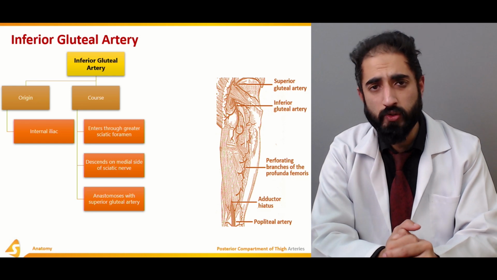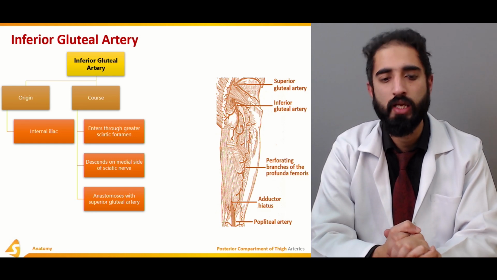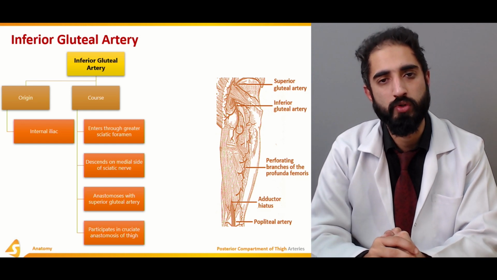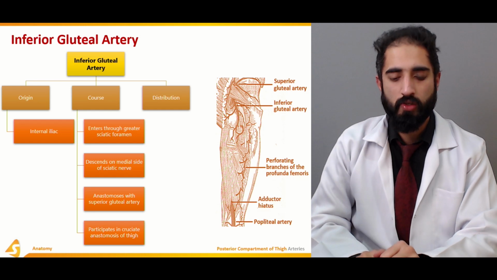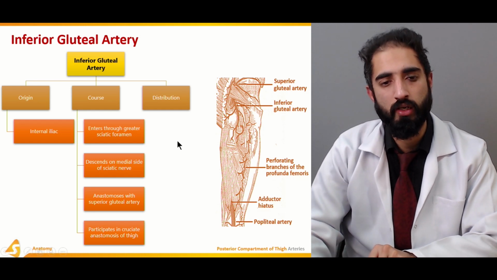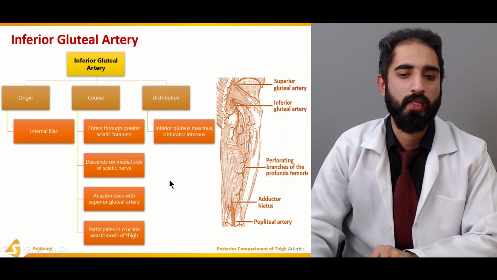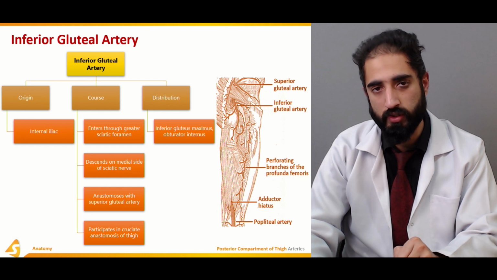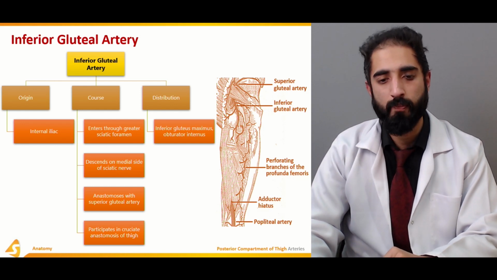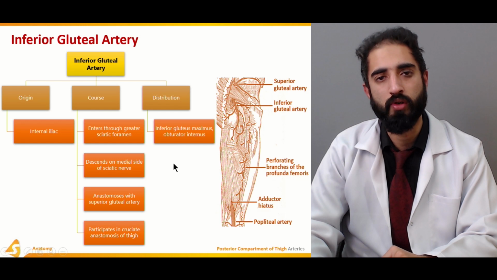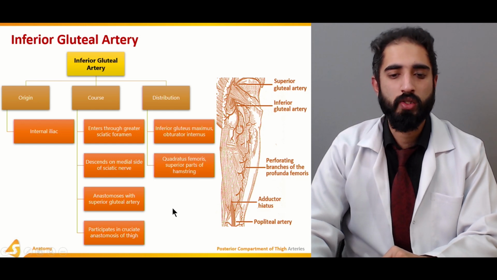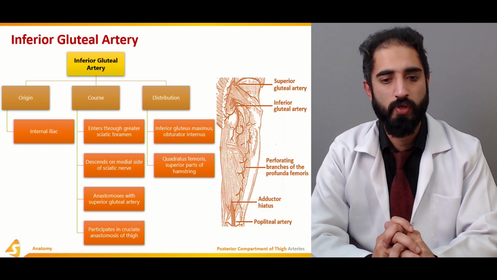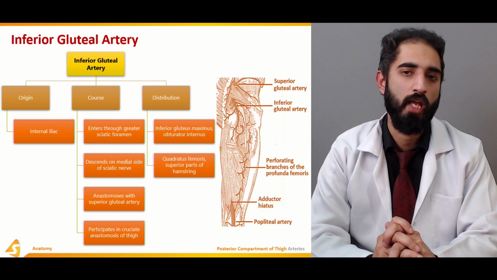And as already mentioned, it anastomoses with the superior gluteal artery as well and participates in the cruciate anastomosis of the thigh. Now, talking about the distribution of the inferior gluteal artery, it supplies the inferior part of the gluteus maximus, and the superior part of the gluteus maximus, as we already mentioned, was supplied by the superior gluteal artery, and it also supplies the obturator internus muscle. Other than that, if we talk about the muscles in the thigh, it also supplies the quadratus femoris muscle and the superior parts of the hamstring muscles.